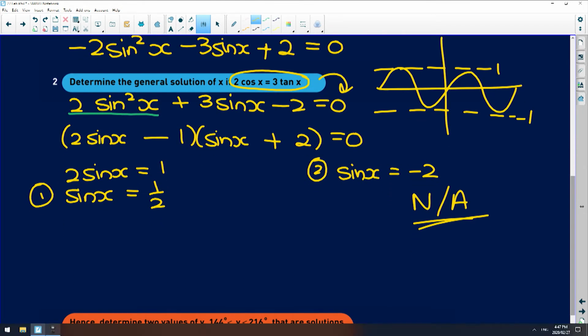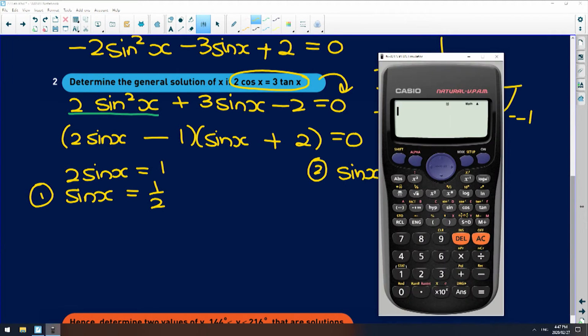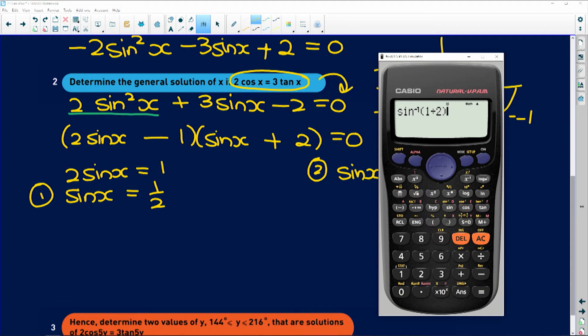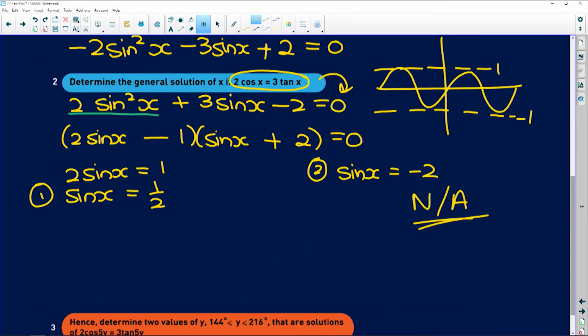You should know your special angles, but if you don't, you press shift, sine, 1 over 2, and you get that x is equal to 30 degrees plus k180. Remember, the sine graph repeats every 180 degrees. And this k is an element of the integers is very, very, very important.